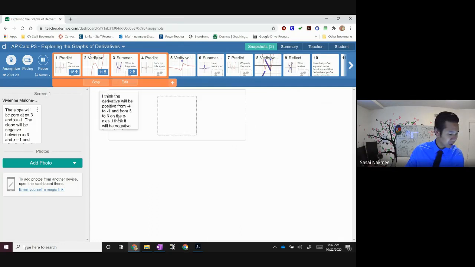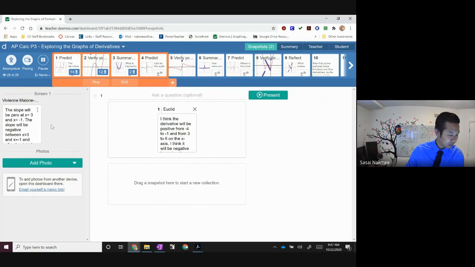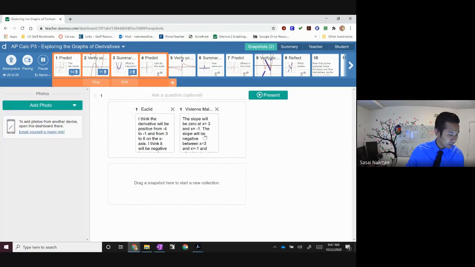If I drag it and drag that one. Oh, I got to play with this later. I don't know what this does. Add photos from another device. Open this dashboard here. Huh.